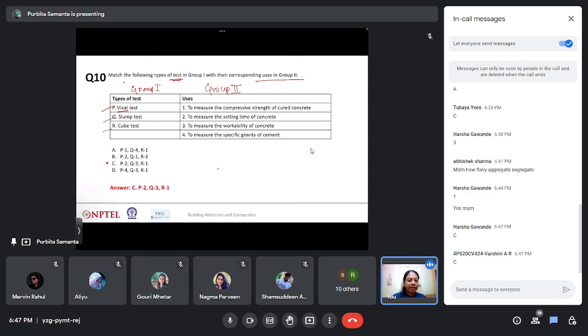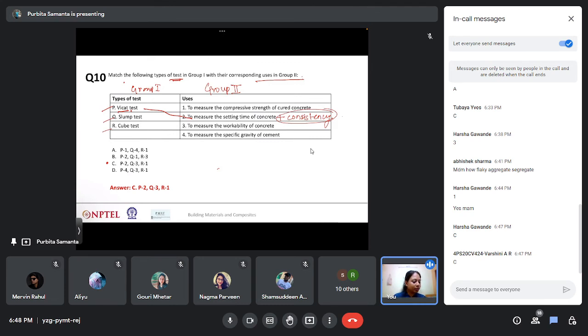So Vicat test, or Vicat apparatus, yes Varshini, correct. The Vicat test is done with the help of this Vicat apparatus. This apparatus is used to measure the setting time of concrete, and also you might find different questions about finding the consistency. You can alternatively see that the Vicat apparatus is used to find the consistency of the concrete, or to measure the setting time of the concrete.